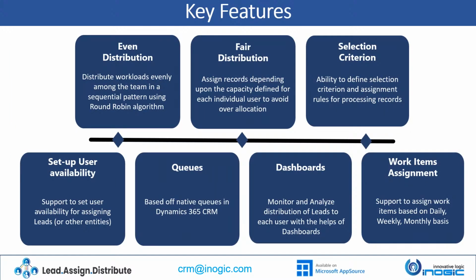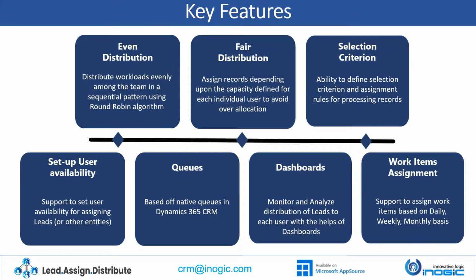Here are some of the key features that the lead assignment and distribution automation has to offer. The first one is the even distribution, in which the records or the leads are assigned to the resources in a sequential and a circular pattern using the round robin algorithm. Now, don't worry about the algorithms. I'll be explaining the algorithms that the lead assignment and distribution automation supports very shortly.